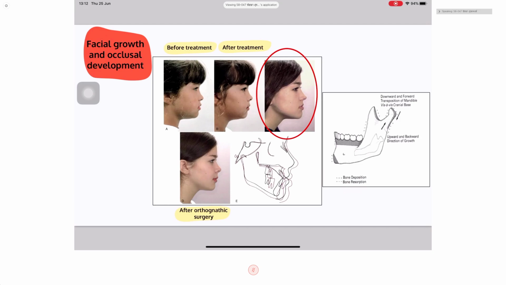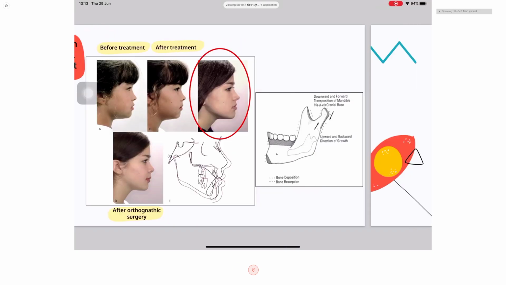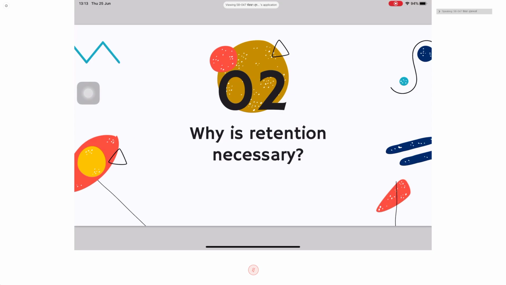From the slide, it is an example of mandibular growth after finished orthodontic treatment of a girl aged 7, in the picture that has a red circle. She had a growth spurt 5 years later. So after that, orthodontists waited until she showed no further mandibular growth and did the orthognathic surgery, starting at age 17. Alright, the second topic, why is retention necessary?